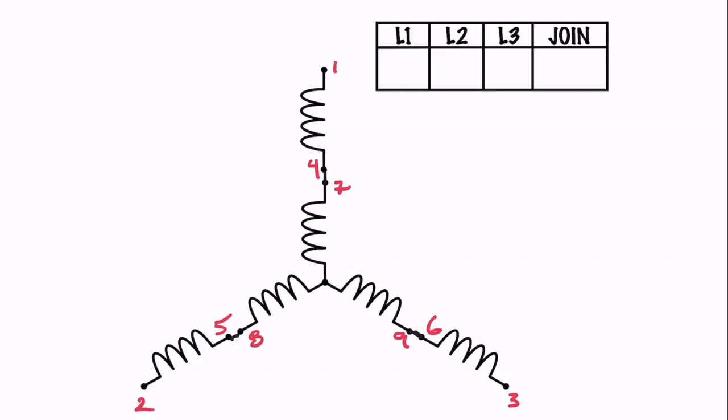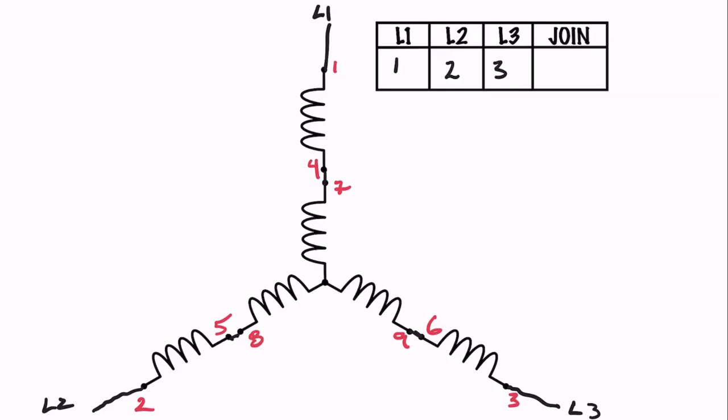And again, we can connect our line 1, line 2, line 3. There's our L1. We'll go like this. This is L2. And we can connect this, and this is L3. So our line 1 connects to 1, line 2 connects to 2, line 3 connects to 3.